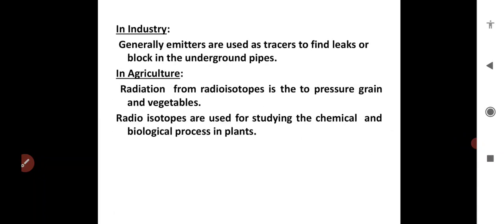The second one is industry. Generally, gamma emitters are used as tracers to find out leakages or blocks in the underground pipes. Here, a radioisotope is introduced into the pipe and a detector is moved along the ground above the pipe. The reading of the detector will be more above a leakage in the pipe.